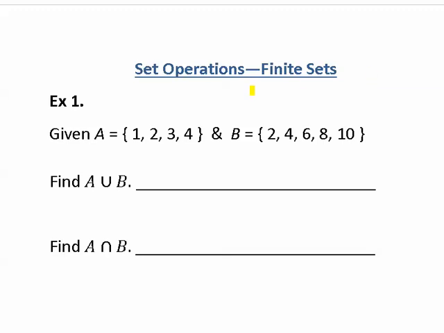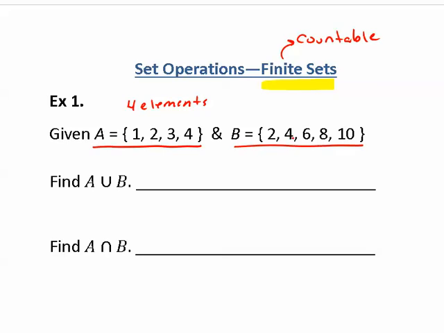All right, in this video what we're going to do is talk about the set operations on finite sets. Remember, the word finite just simply means countable. In other words, we can count the number of values in a given set. For example, in number 1 here, we have set A that contains 4 elements. The elements are 1, 2, 3, and 4. In set B, we have 5 elements, and those elements are 2, 4, 6, 8, and 10.